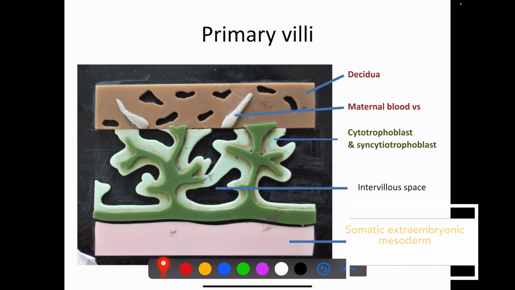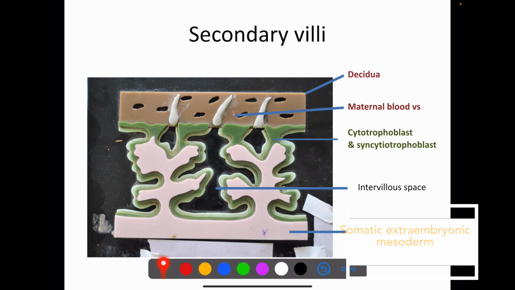So these are intervillous spaces, and this is extra embryonic mesoderm. So this is the structure of primary villi. Primary villi consist of cytotrophoblast, syncytiotrophoblast with intervillous spaces. Now as the development proceeds, this somatopleuric extraembryonic mesoderm will enter within these villi. This cytotrophoblast and syncytiotrophoblast are called trabeculae. The mesoderm will enter within it and form secondary villi.